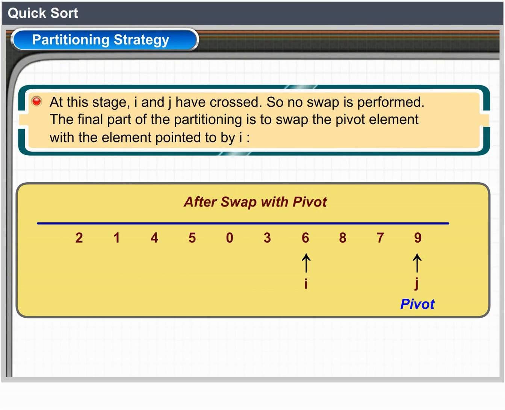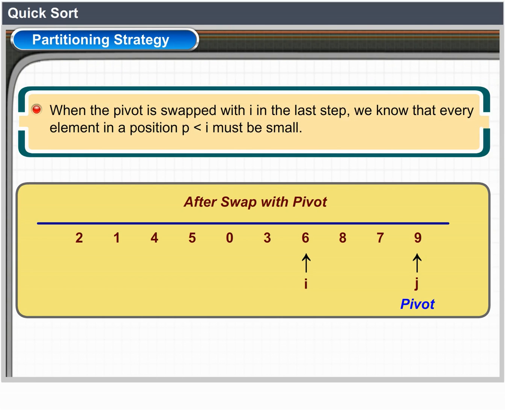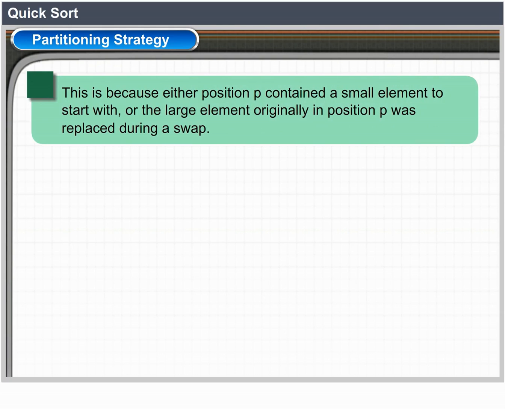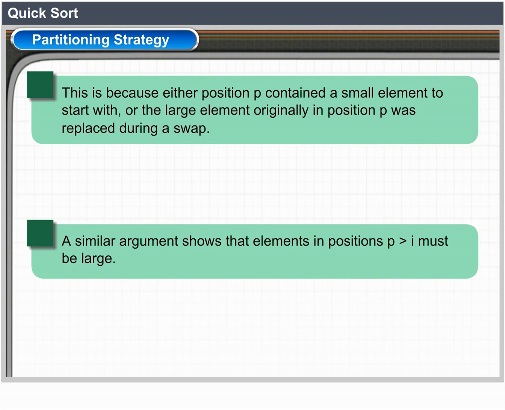When the pivot is swapped with I in the last step, we know that every element in a position P less than I must be small. This is because either position P contained a small element to start with, or the large element originally in position P was replaced during a swap. A similar argument shows that elements in positions P greater than I must be large.